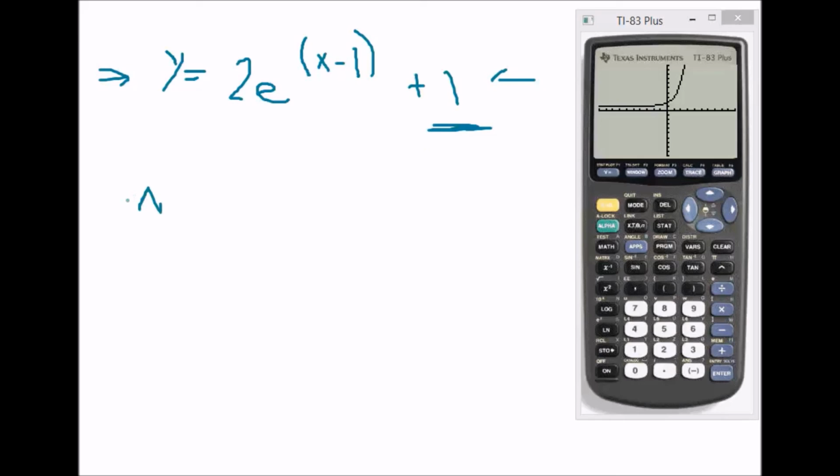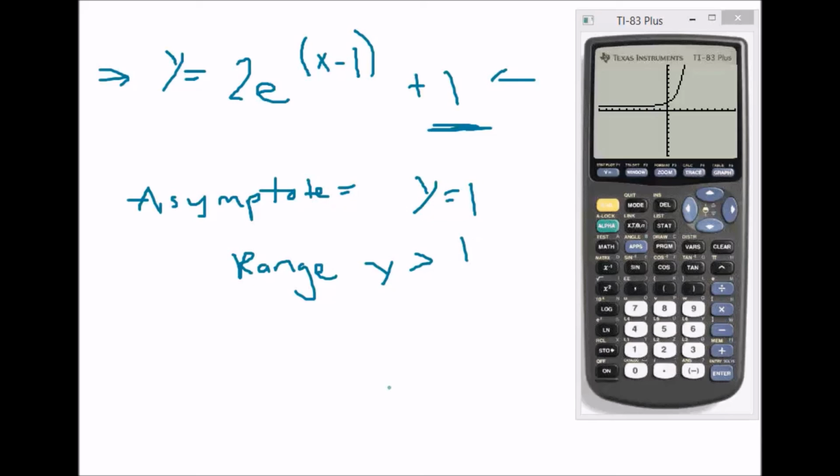So the asymptote, not the range, but the asymptote, let me write this again. The asymptote is y equals 1, and the range is y, all the values y greater than 1. The x values are anything, because it goes all the way to the left and all the way to the right. So the domain is just all the x values, which is all real numbers.